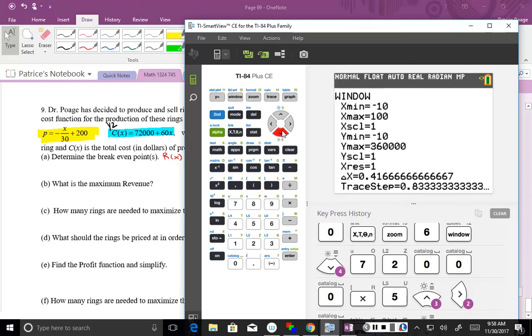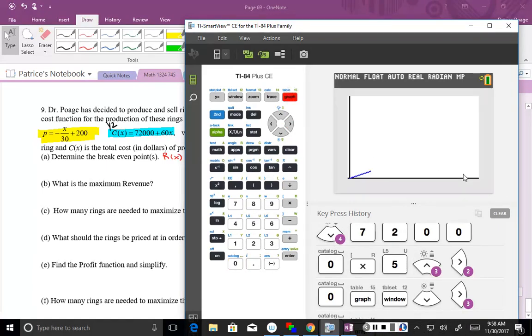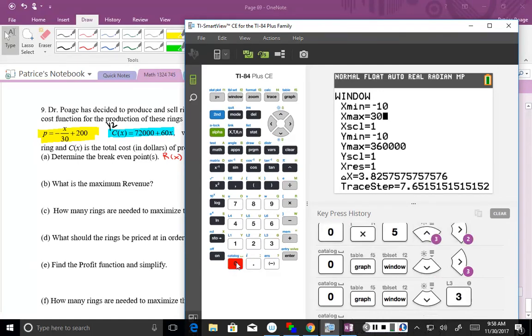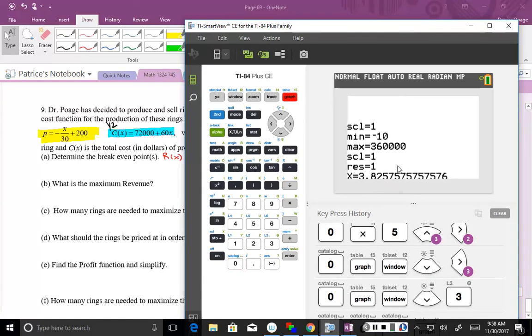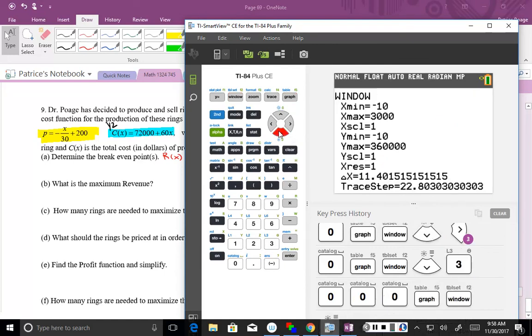So I'm going to go to my window, and I'll start by just adding another 0. And it's getting better. It looks like I need to go a little more than double or triple that. So maybe 3,000. Not good enough yet. Maybe double that one. 6,000.